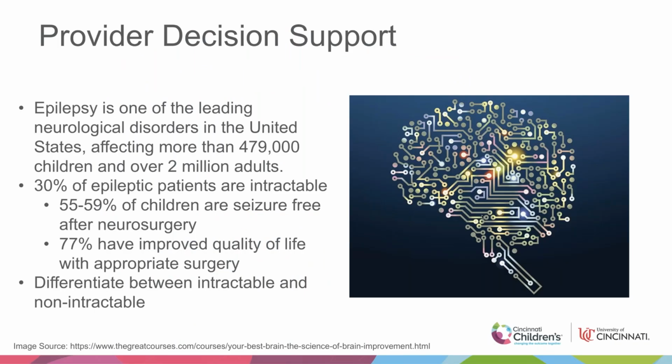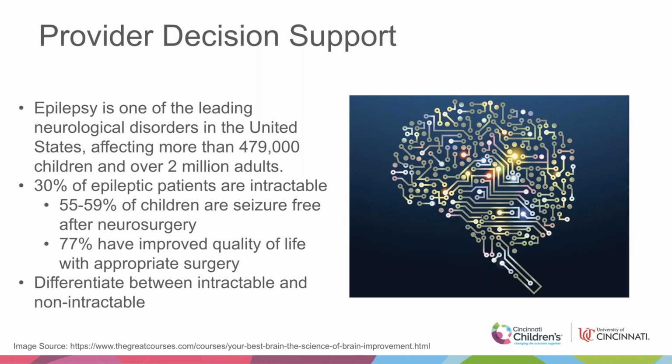So let's talk about something that's provider decision support. I'm going to do a brief background here for you on epilepsy. So epilepsy is one of the leading neurological disorders in the United States, and it affects more than 480,000 children and over 2 million adults. 30% of patients with epilepsy are intractable, and intractable epilepsy means that you have drug-resistant epilepsy. So in other words, the medications don't control your seizures.